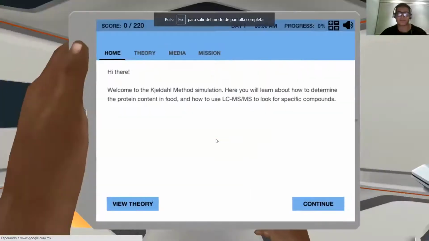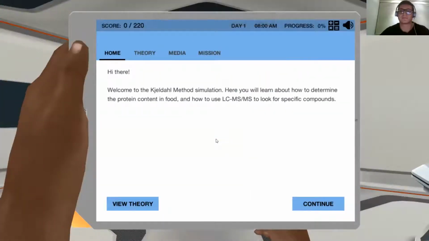Hi there, welcome to the Kjeldahl method simulation. Here you will learn about how to determine the protein content in food. Y vamos a tener a la mano nuestro cuaderno porque necesitamos anotar varias cosas.